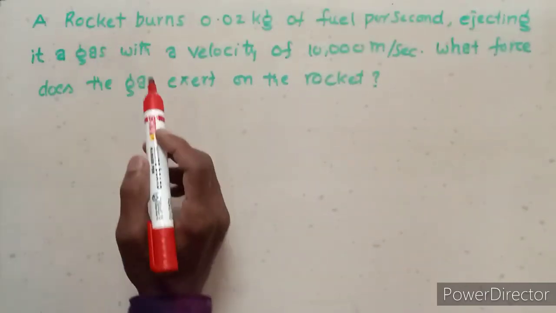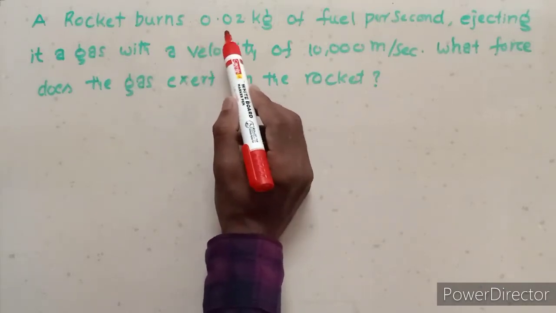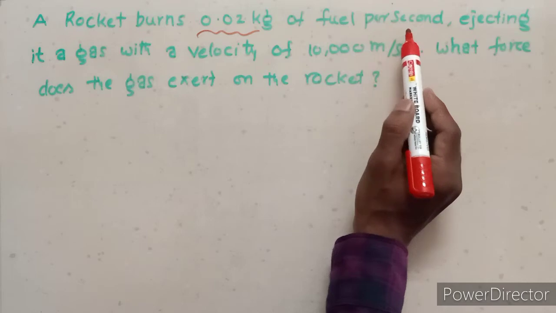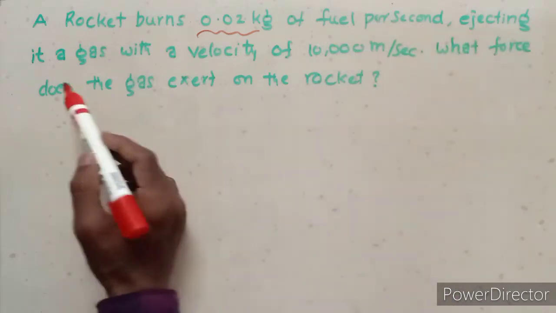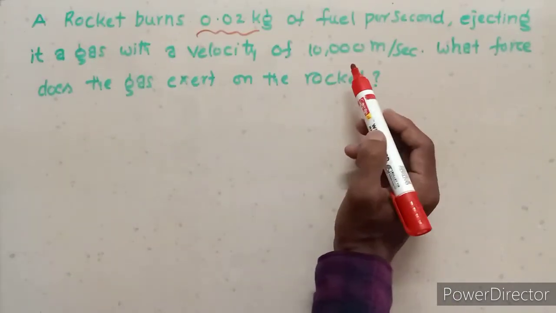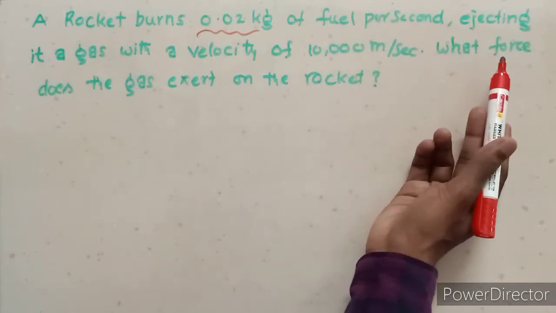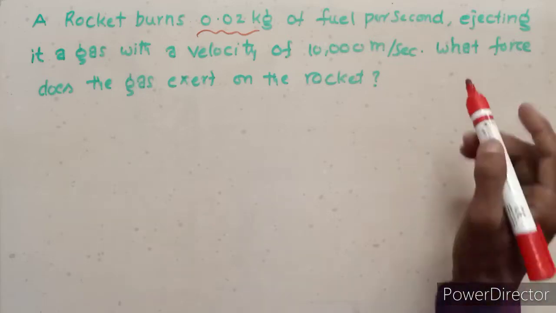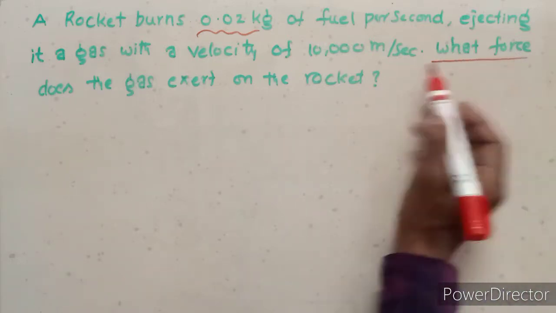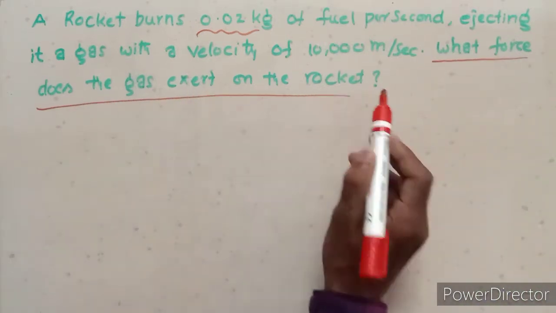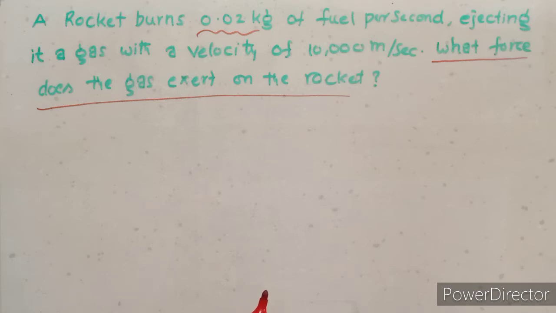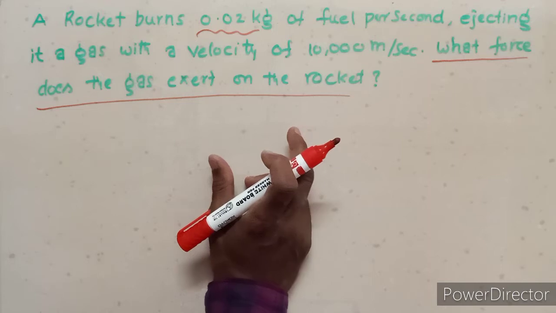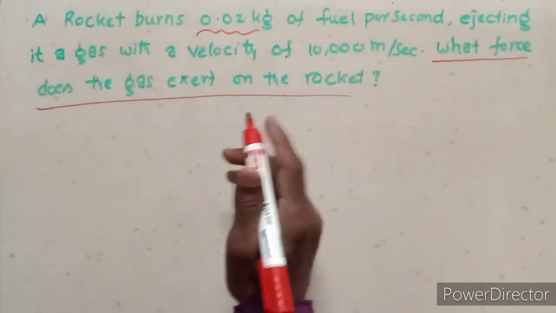First of all, a rocket burns 0.02 kg of fuel per second, ejecting a gas with a velocity of 10,000 meter per second. What force does the gas exert on the rocket? We have to find what force does the gas exert on the rocket. That means we have to find the reaction force.